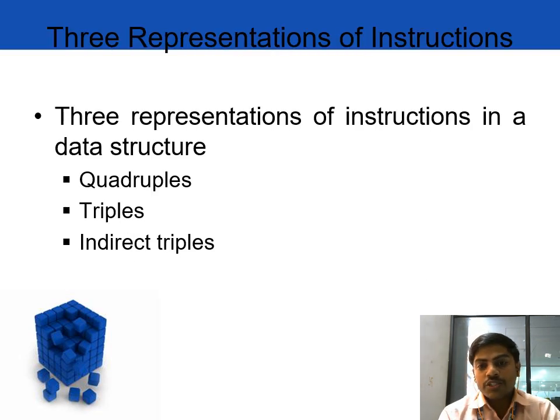So this is the actual content of the topic. Three representations of the instructions, or three different implementations of the intermediate languages, as quadruples, triples and indirect triples. We very well know quad means 4, triples means 3, and hence the answers are. Let us understand from the next set of slides.